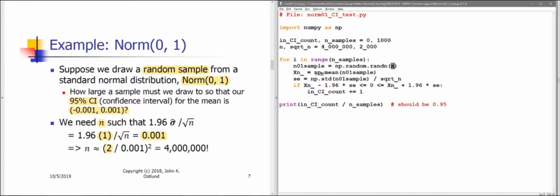We're then going to compute the mean of that sample. That gives us xn bar. And we can compute the standard error, which is the standard deviation of our sample divided by the square root of n. Now, 95% of the time, according to the central limit theorem, the true mean of 0 ought to fall within this confidence interval from xn bar minus 1.96 times the standard error to xn bar plus 1.96 times the standard error. So if the true mean is within that confidence interval for this particular sample, then we're going to increase the count of times that we are in the confidence interval.